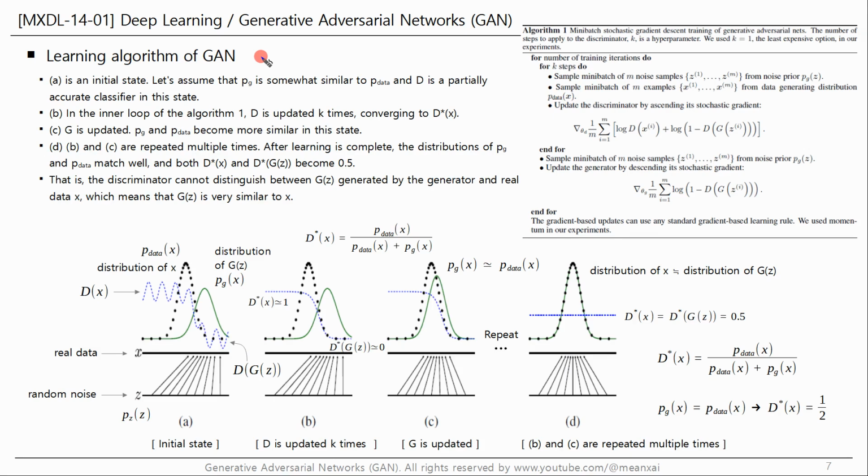Next, let's look at how the distribution of fake data generated by the generator and the distribution of real data change as D and G are updated. The distribution of real data X is P data, and it looks like this. The distribution of random noise Z is PZ, and in this example, it is uniform. The output of the generator is G of Z. The distribution of fake data from G of Z is PG, and it looks like this.